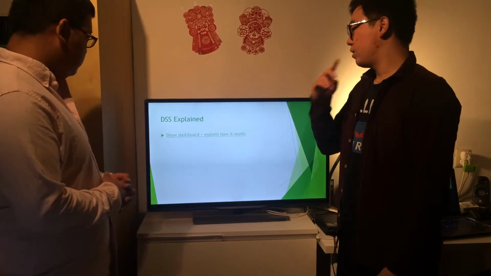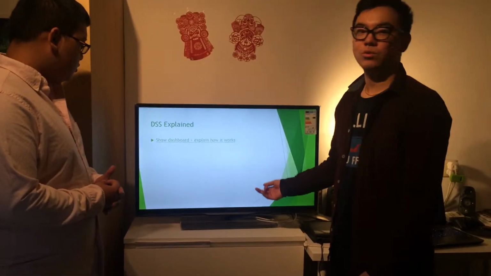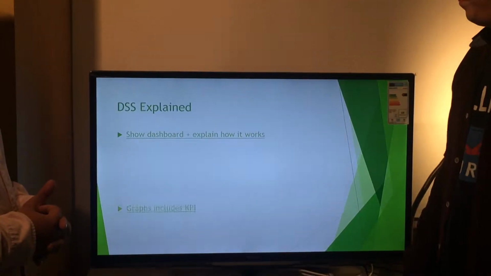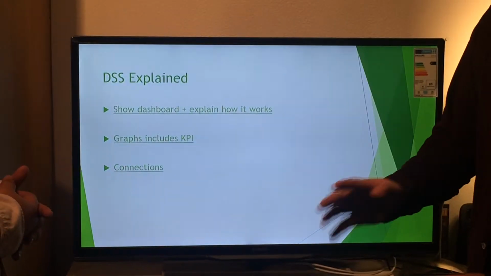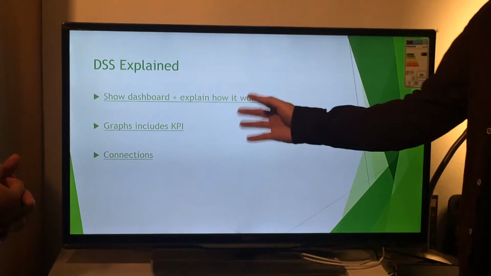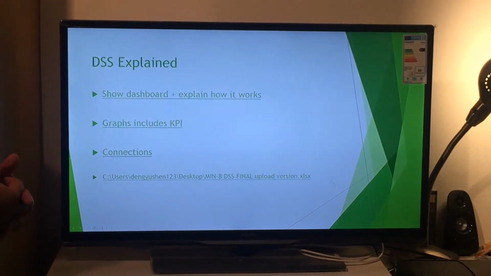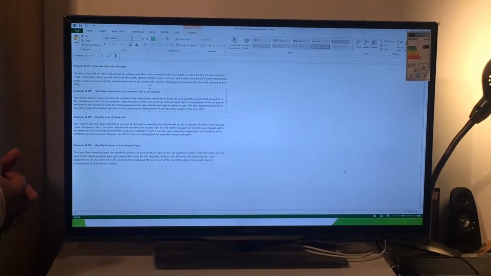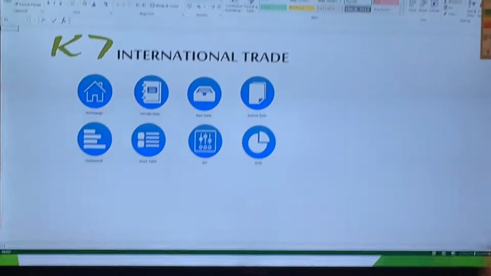And then I will give you an explanation about how this dashboard looks and how it works. And then I will show you the graphs, including KPIs and the connections between the data in the dashboard. And here I will show you our dashboard. So this is the home page of our dashboard.